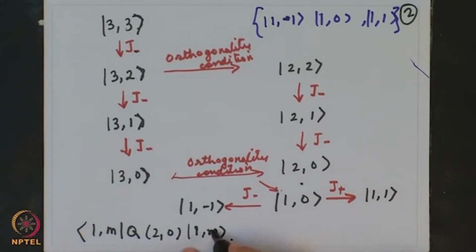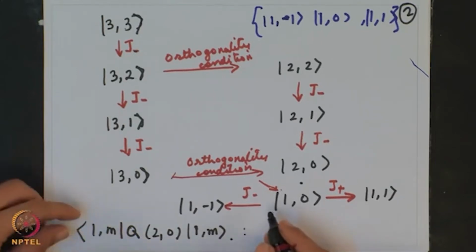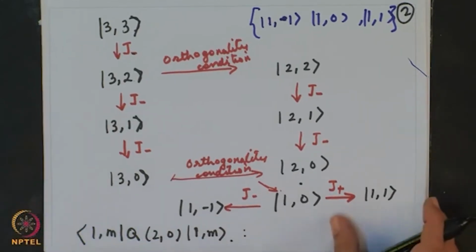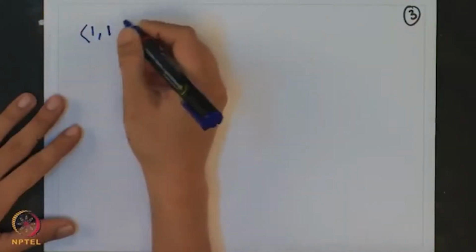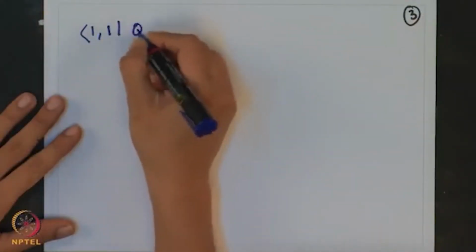These you can obtain for different values of m. So, in the next step I will obtain the ratios, that is 1 1 q.